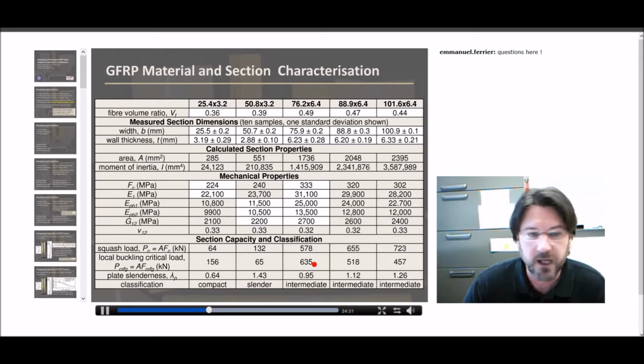There's a lot of data on this table. I don't really want to go through it. What I really want to talk about is the fact that these are the material properties and the calculated capacities of the 5 different shapes that we used.